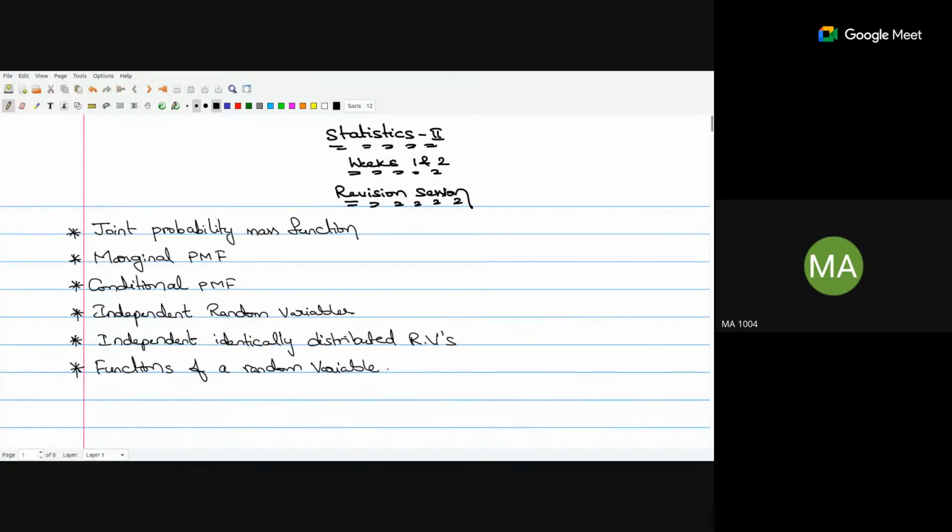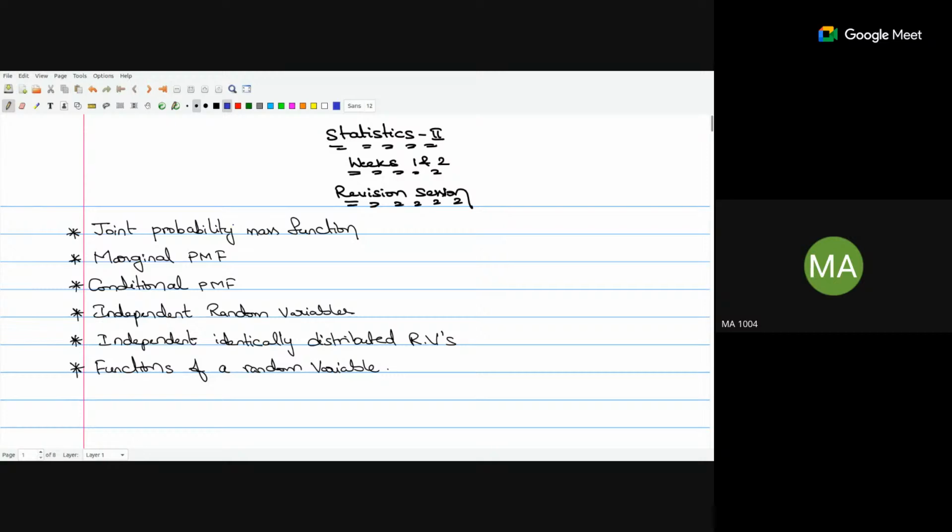Okay. So these are the main topics we have to cover in week 1 and 2. We will start. You should first understand what jointly distributed means. If I talk about two or multiple random variables, you have to know what the joint probability mass function is. After that, we will see the marginal probability mass function, conditional PMFs, and then later the independence, which is independent random variables.